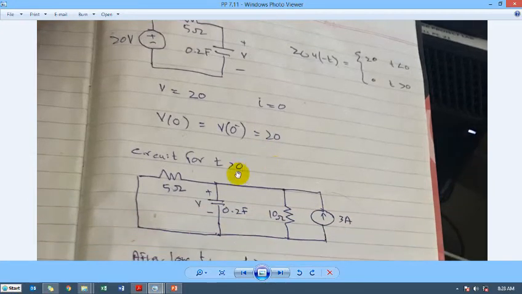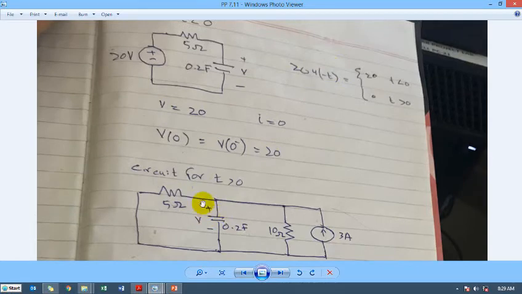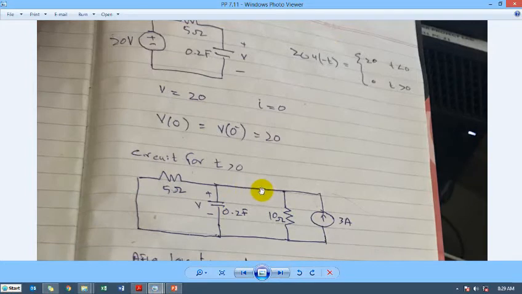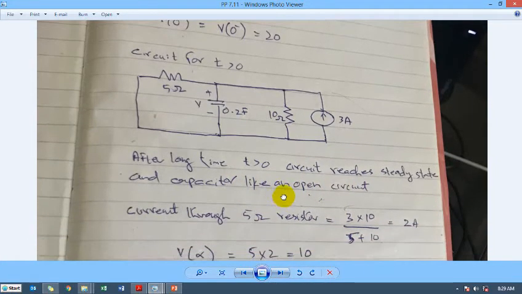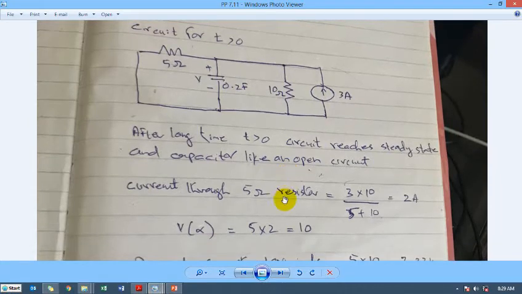The circuit for time t greater than 0 is that this supply has been shorted out, because it was 20 u(-t), this one. So this has been shorted out here. From here the capacitor is already there at its place, and there was a switch here which has gone on, so this section gets connected to the capacitor. After a long time from t equal to 0, the circuit reaches a steady state, and the capacitor functions like an open circuit. So this will be considered open circuit.